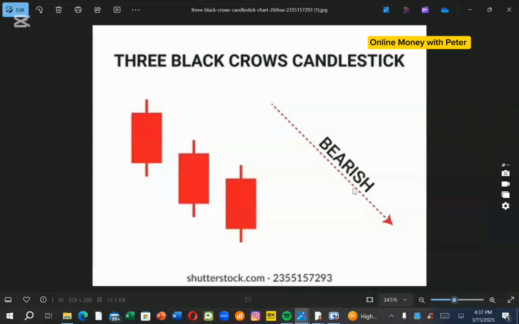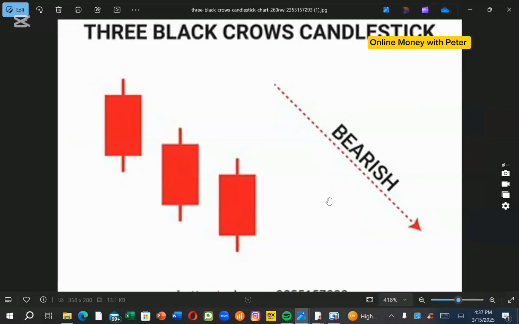So this is another picture of the three black crows candlestick pattern. We see that usually you see three consecutive bearish candlesticks on a resistance. Now let's assume that it is a one hour candlestick chart. After one hour, the next hour a candlestick is formed, the next hour another candlestick is formed, and then you see these three consecutive candlesticks on a resistance. Then this is a three black crows candlestick pattern.